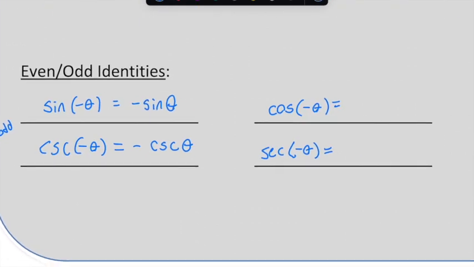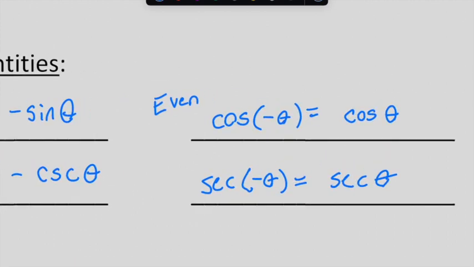When you deal with even functions, like cosine and secant right here, because they're even, it actually makes the negative go away. So actually cosine of a negative angle is equal to cosine of a positive angle. Same thing with secant. And that's because the functions are even, and I'll draw it out here in just a second. Well, actually, here, we might as well talk about it now.